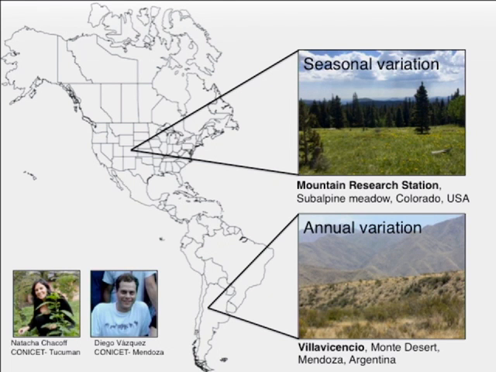So to address this question, I'll present two case studies of quantitative plant pollinator networks. One is a 6-year study that I do in collaboration with Natasha Chakov and Diego Vasquez in Mendoza in Argentina in the Monte Desert, where we look at annual variation across a 6-year data set. And the other one is a within-season study from Colorado, from the Mountain Research Station in a subalpine meadow.